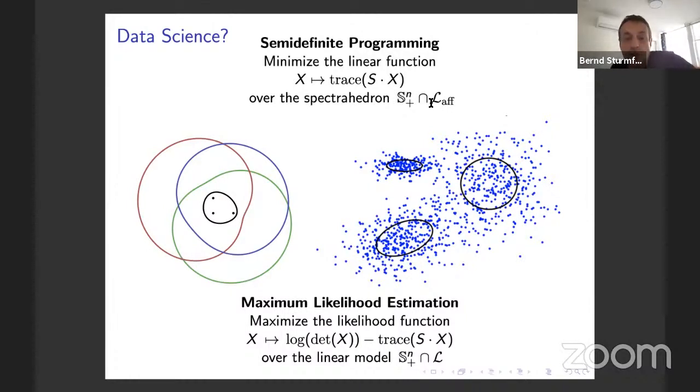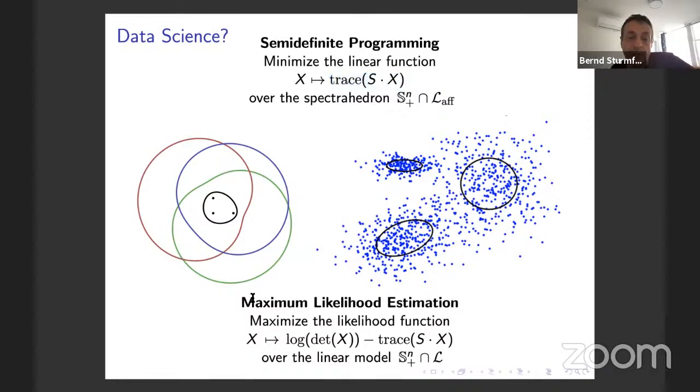Now, a linear function on matrix space is often written like this. S is the coefficient matrix, and I get a linear function by taking the trace of the matrix product. That's a way of writing the dot product between a matrix S and another matrix. It's the trace of the matrix product.